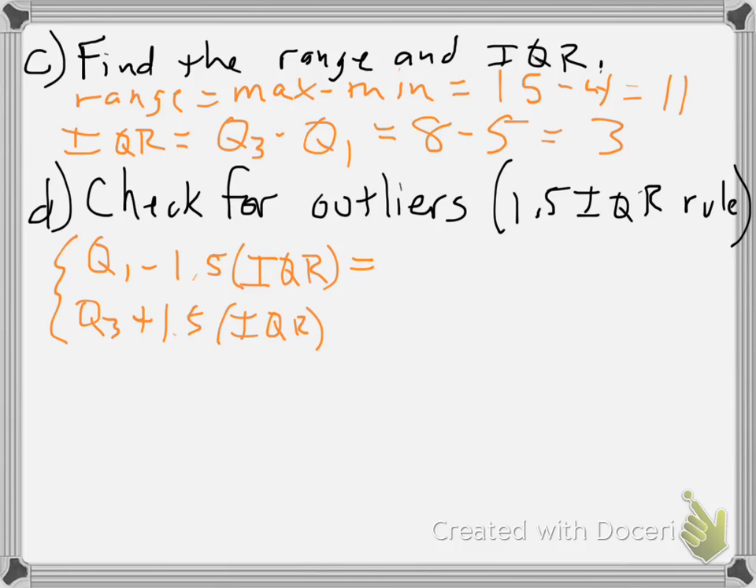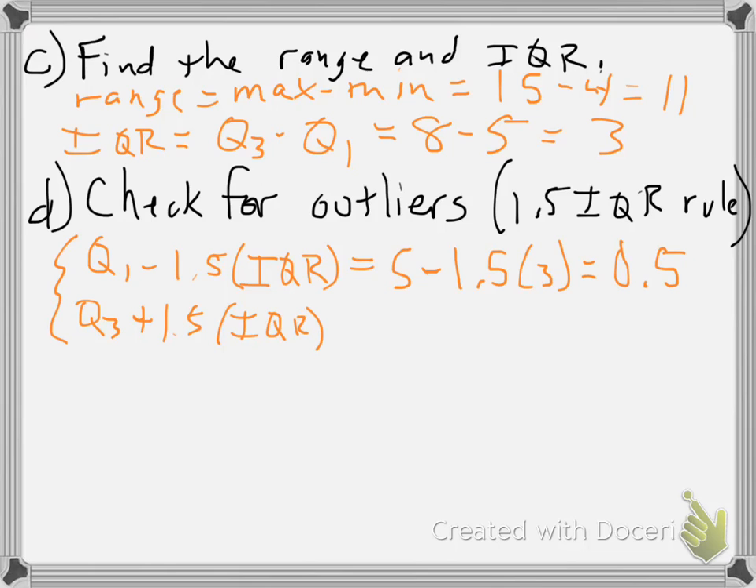So if you need a little bit of a push, see if you can try it now. Pause and see if you can find any outliers. Okay, Q1 was 5 and 1.5. We calculated the IQR before, it was 3. And I'm just going to put this in my calculator and figure it out. I'm going to pause my recording while I do it. And I got 0.5 here for this part.